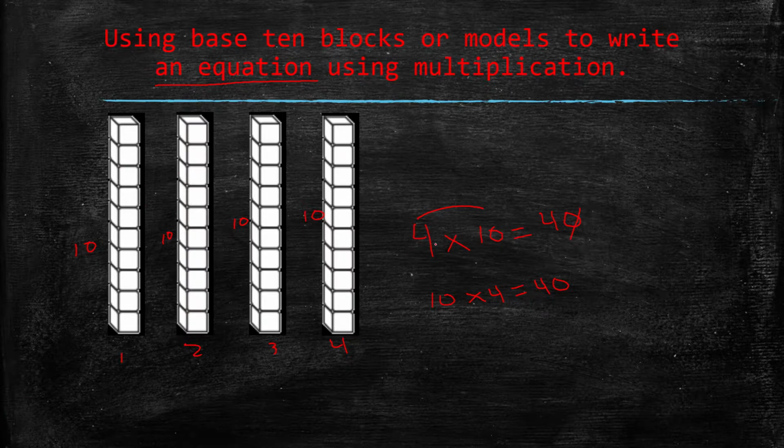So you got 4 of them. That's where we got our 4 from. And each one of those has 10. That's where we got our 10 from. And when you multiply 4 times 10, you get 40.